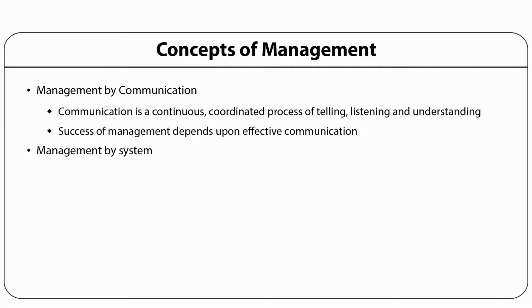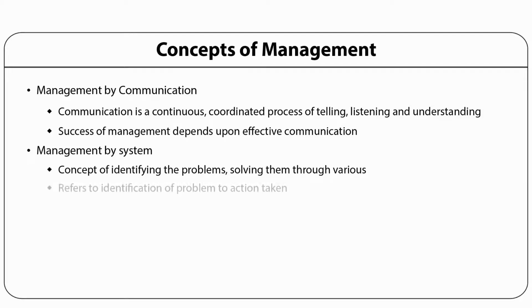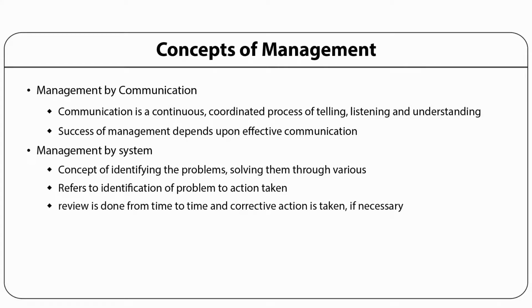Management by system. It is a concept of identifying problems, solving them through various possible alternatives, and making a generalization for the future. Management by system refers to identifying the problem and analyzing it, collecting relevant data and analyzing the same, finding out various viable alternatives, testing them, and finally selecting the best one. Subsequently, review is done from time to time and corrective action is taken if necessary.